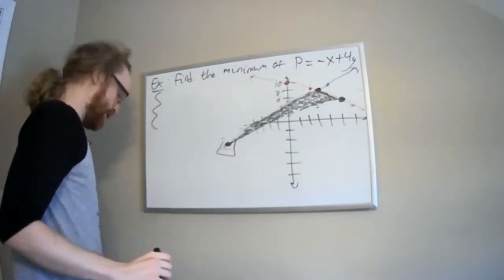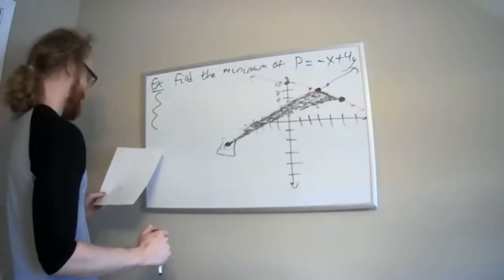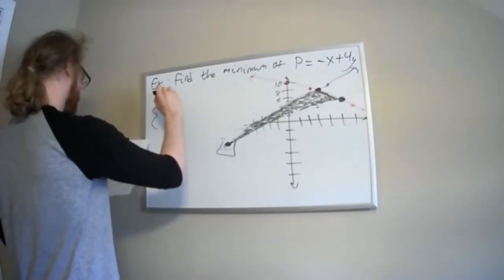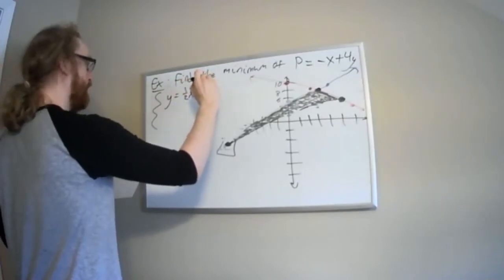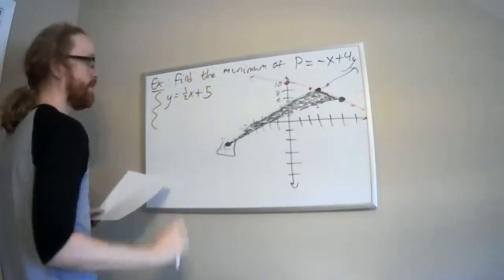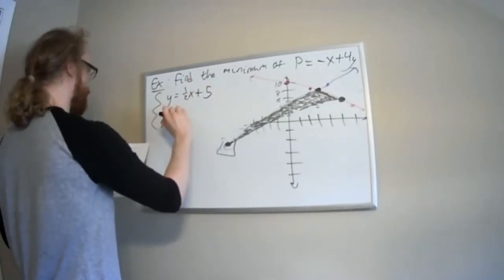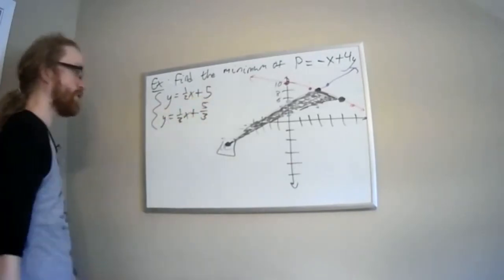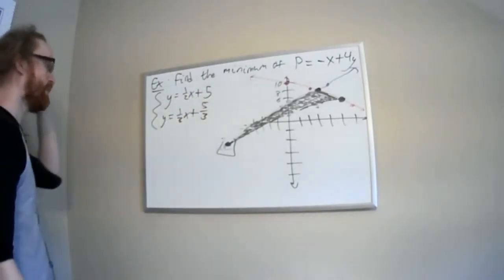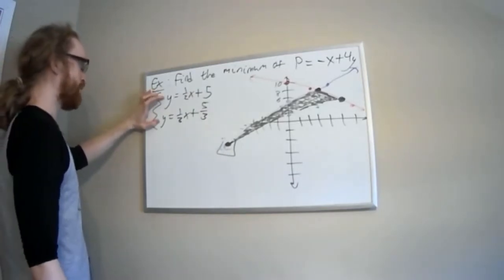So the equations that I had for the green and the purple, let's hope I don't mess this up. It should be y equals 1/2 x plus 5. That's the purple line. And the green line was y equals 1/3 x plus 5/3. So those intersect here. So this is my system of equations. So now I just need to solve this out.